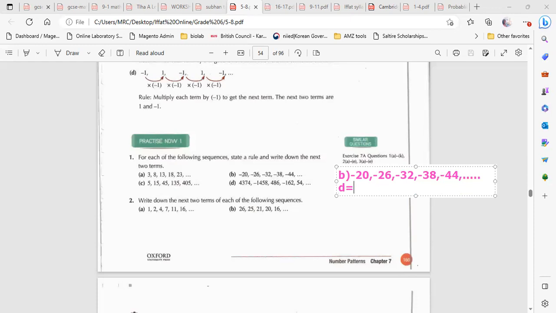So the difference is, we will get here minus 26 minus of minus 20. Okay. So we are getting here minus 26 plus 20. So what is this? It is minus 6. Okay. So we will write the rule here. The rule is minus 6 each time.